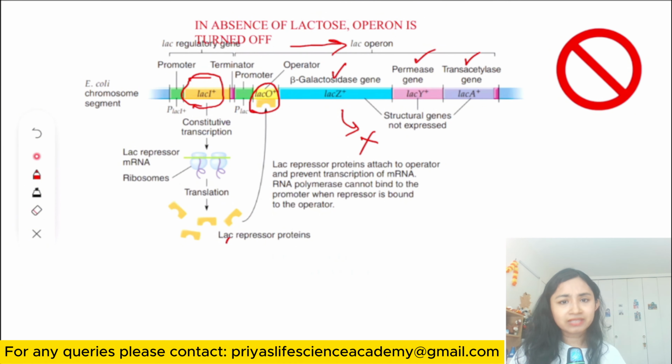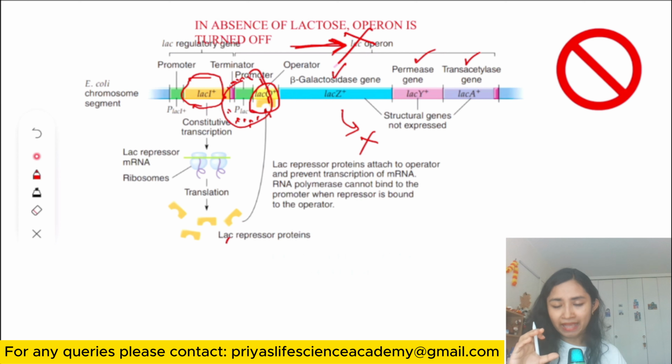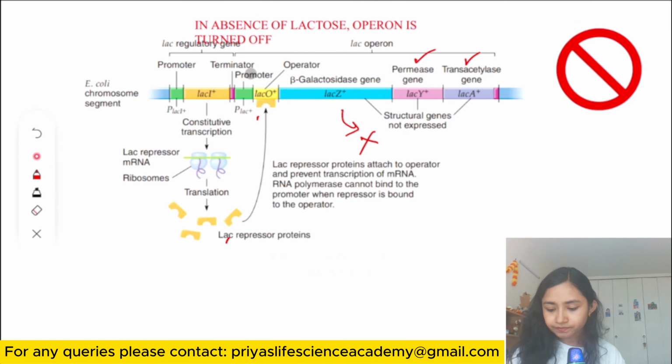And as a result, what happens? RNA polymerase can't bind with the promoter. RNA polymerase can't recognize this region. That's why RNA polymerase can't go straight and can't transcribe this region. This transcription is halted, because the operator region is masked by this lac repressor. I'll show it to you again to give you a better clarity.